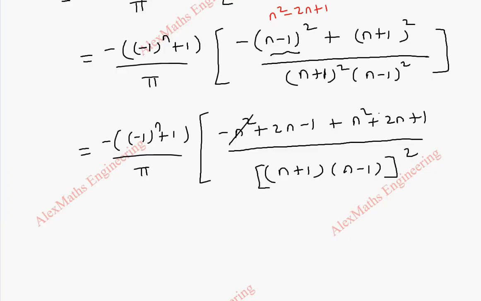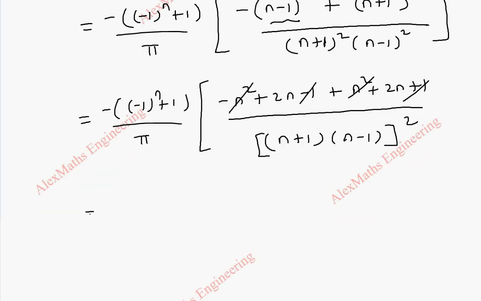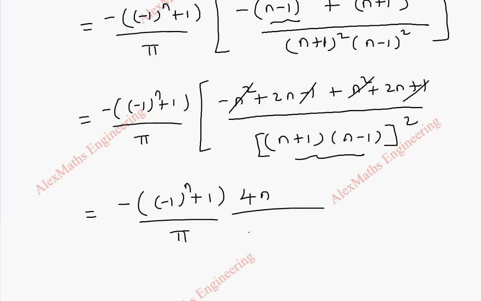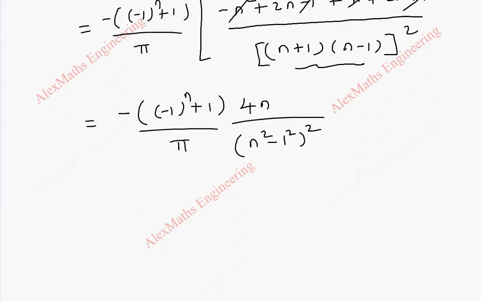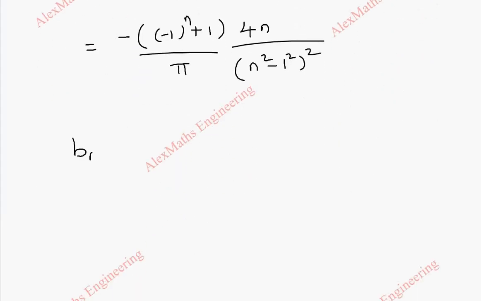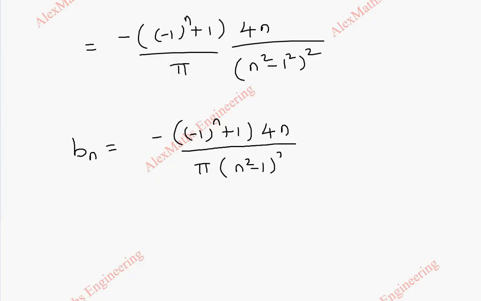So -n² + n², -1 + 1 we can cancel. So we have 4n. This is (-1)^(n+1)/π times 4n by, we can multiply this, this is (n²-1)², a+b into a-b, then we have a whole square. Now we got Bn. Bn is minus of (-1)^(n+1) into 4n by π into (n²-1)².